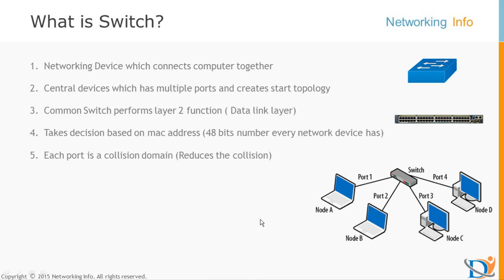Each port is a collision domain. A collision domain is the area where a collision can occur. So a switch has multiple such areas. How can we define multiple areas? I would define it like this. Here is my one device, the switch's internal circuitry.